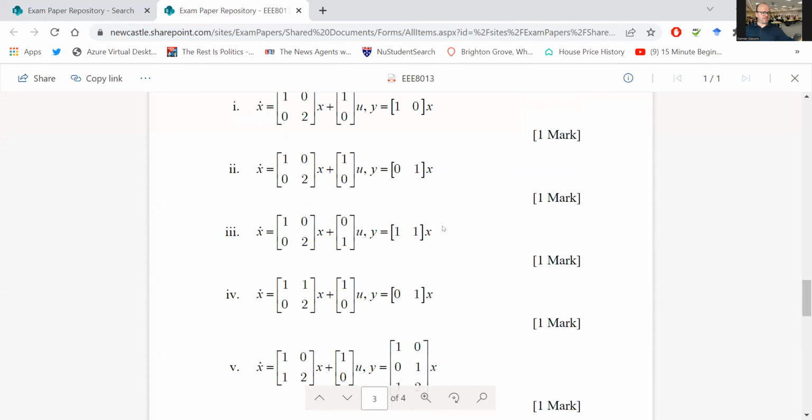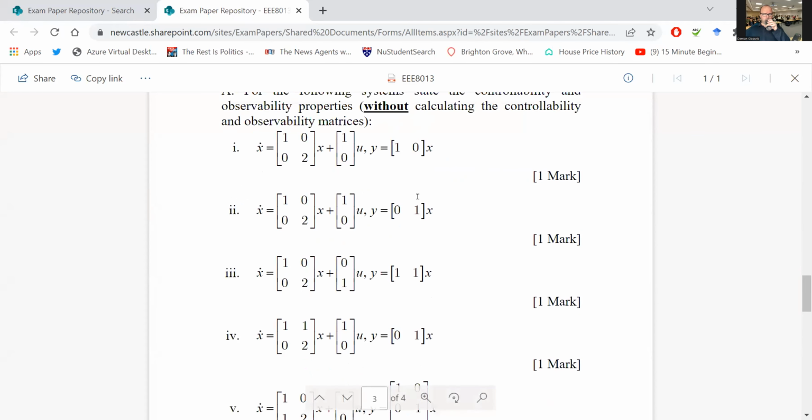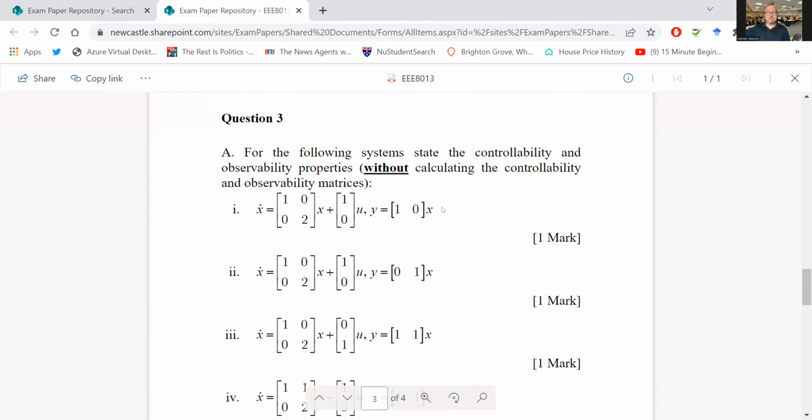Let me show you question 3. It is asking to check the controllability of all these systems, but without the controllability and observability matrices. Please read the exam question very carefully, because the students that used the controllability and the observability matrices got 0 marks from here.